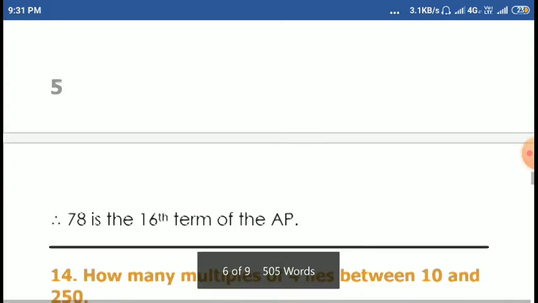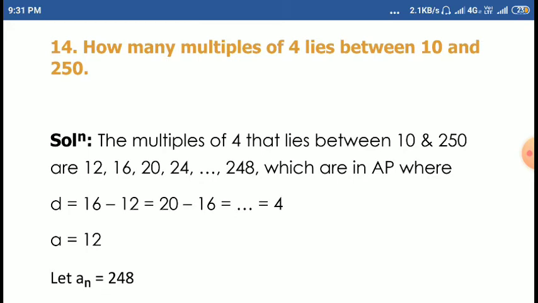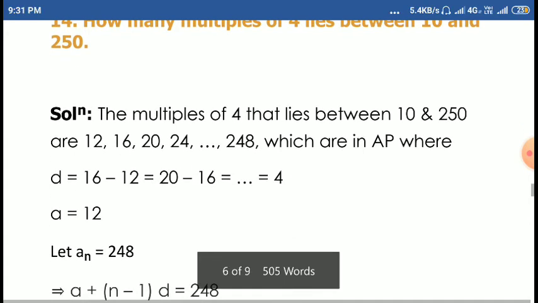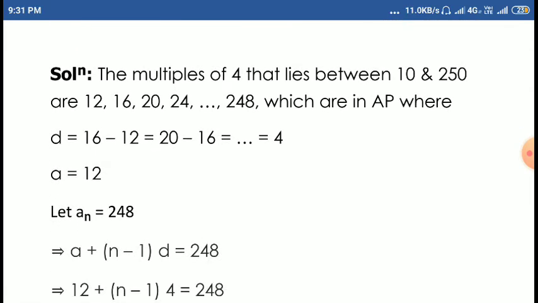Then we come to another problem of this exercise, question number 14. The question is, how many multiples of 4 lie between 10 and 250? I think you know about multiples. Multiples of 4 means 4 ones are 4, 4 twos are 8, 4 threes are 12. Like this we can find the multiples of 4. So here you need to find how many multiples there are between these two terms. Let us come to the solution of this problem.